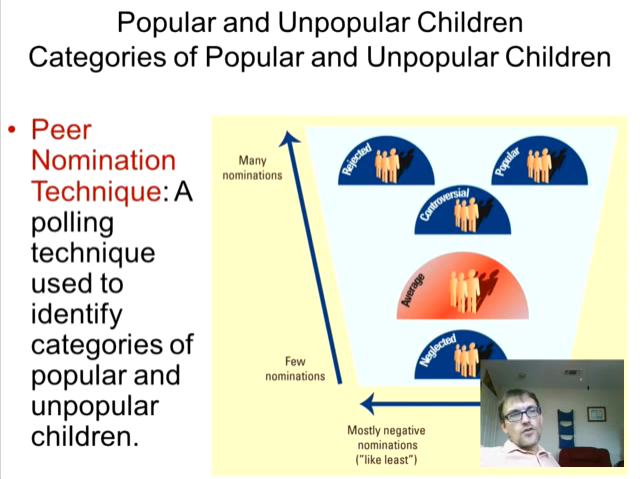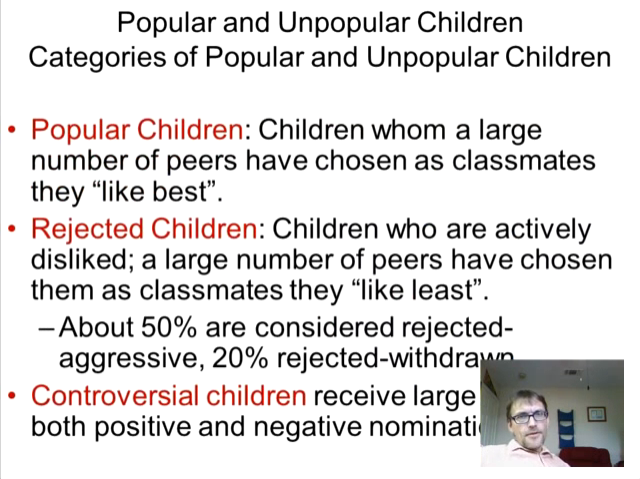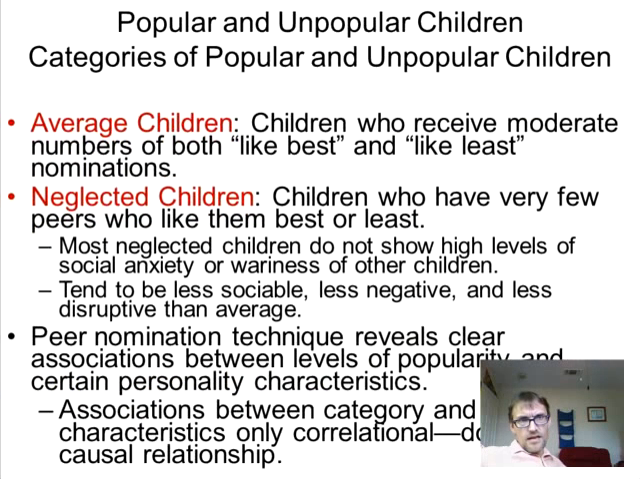Some children are controversial, and those are a small group, but they receive quite a few nominations of both "I like this kid" and "I don't like this kid." All right. An average kid gets a couple of each, and neglected kids tend to get no nominations, whether positive or negative. They just don't get any. Okay? And there are some developmental outcomes associated with being in these different groups. There's a truth to these popularity categories: popular children, rejected, controversial, average and neglected.